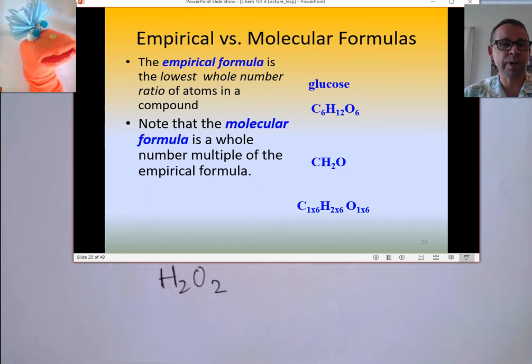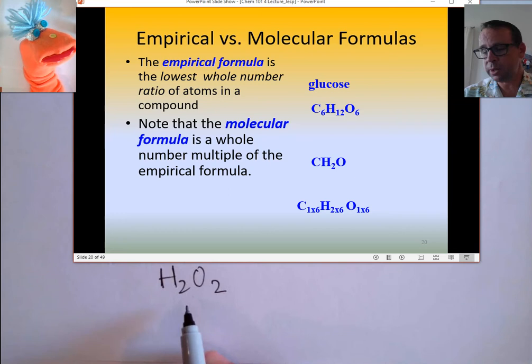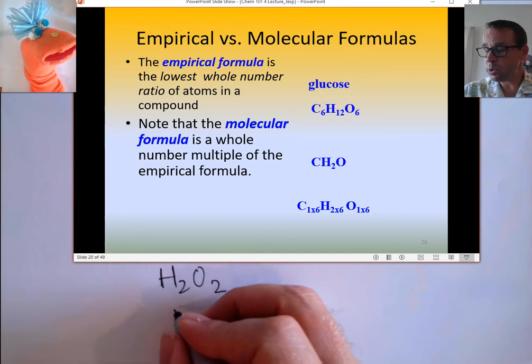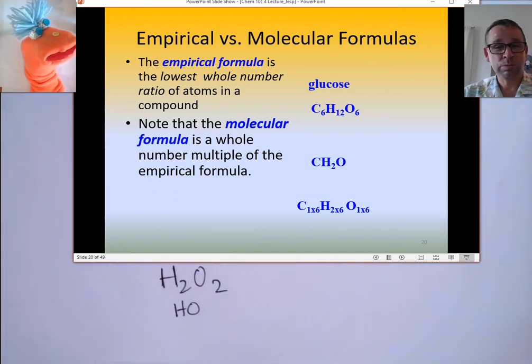We have a different name for the chemical formula of the molecule by itself, and also the most simplified form, and we call the most simplified chemical formula the empirical formula. The empirical formula for H2O2 would just be HO, all right? Glucose, our molecular formula for glucose is C6H12O6, but the empirical formula is CH2O. All right, you see that?